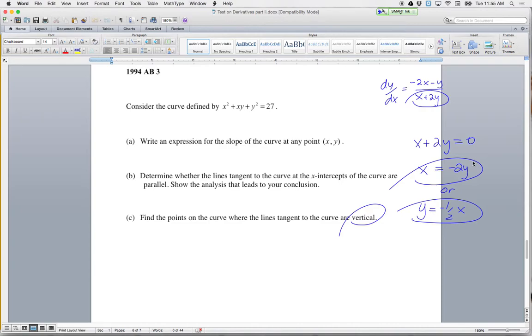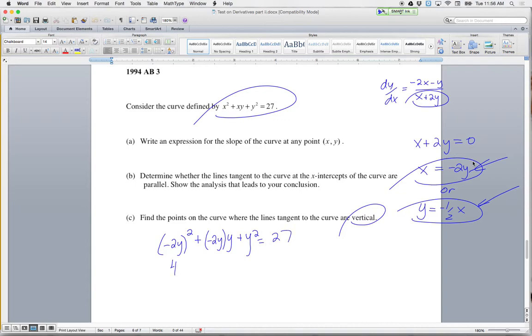By replacing y with negative 1/2 x or replacing x with negative 2y, you're going to get it down to one variable. Now, which one would you rather use? x equals negative 2y or y equals negative 1/2 x? I'm going to use x equals negative 2y because it's easier, but you'll get the same answers. So I'll have negative 2y quantity squared plus negative 2y times y plus y squared equals 27.